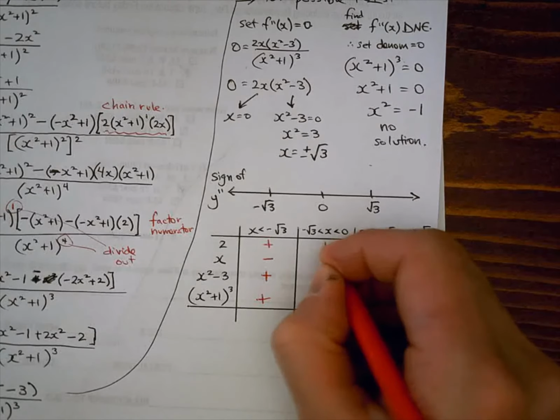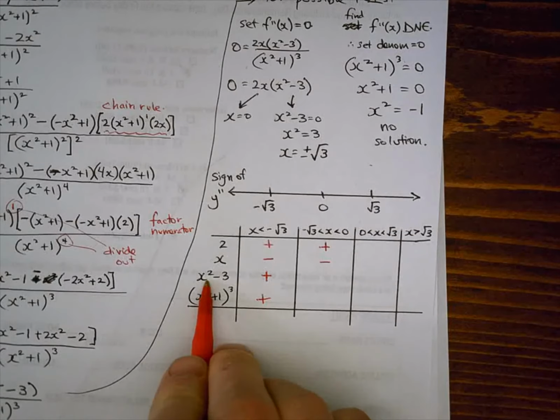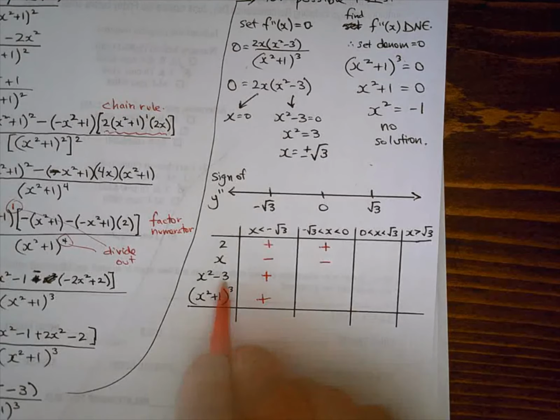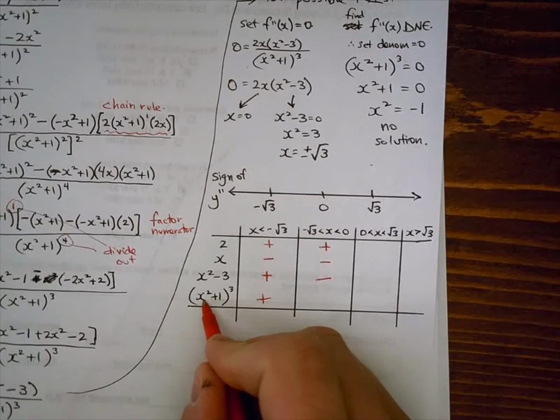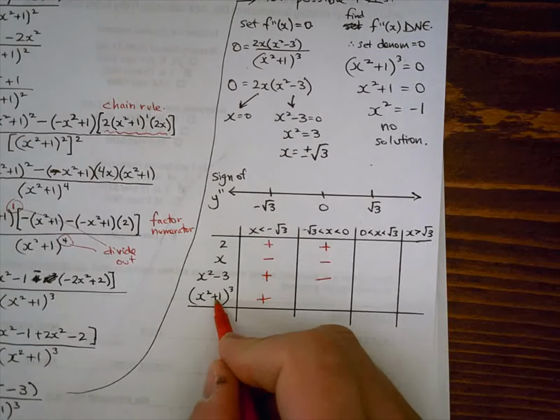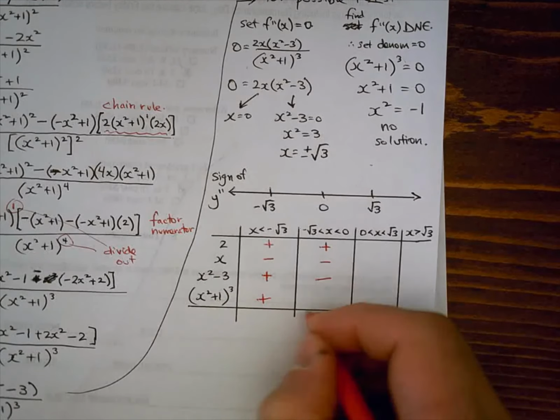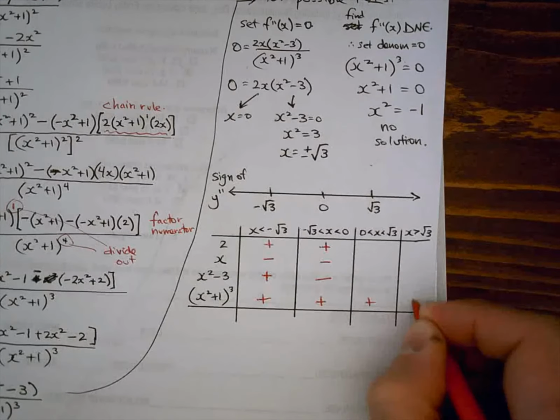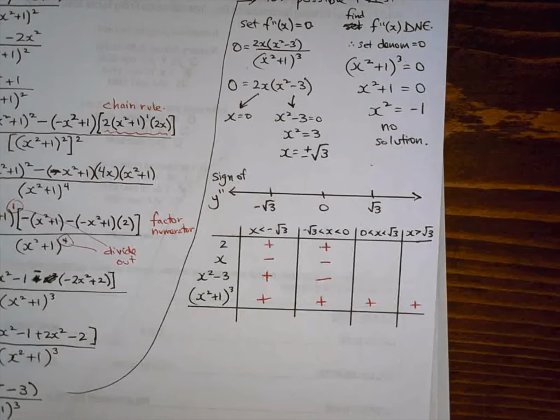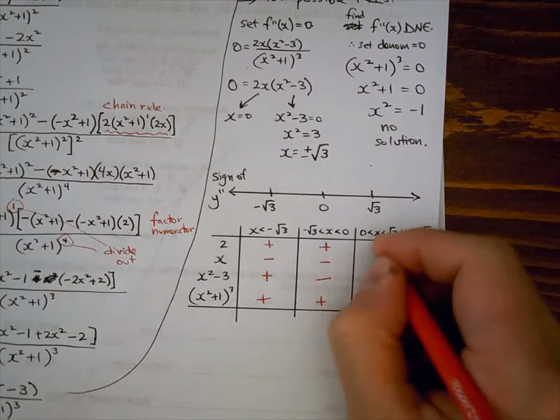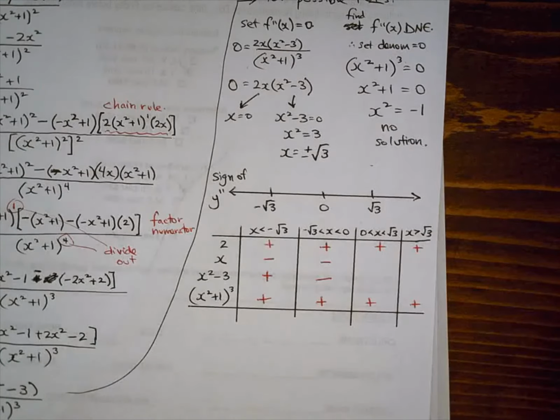So this is going to be positive, negative. Negative 1 squared is 1, minus 3 is negative. Negative 1 squared is 1, plus 1 is 2, squared is positive. In fact, this one is always going to be positive because I'm squaring whatever number I have. Actually, this will always be positive because 2 is always positive.